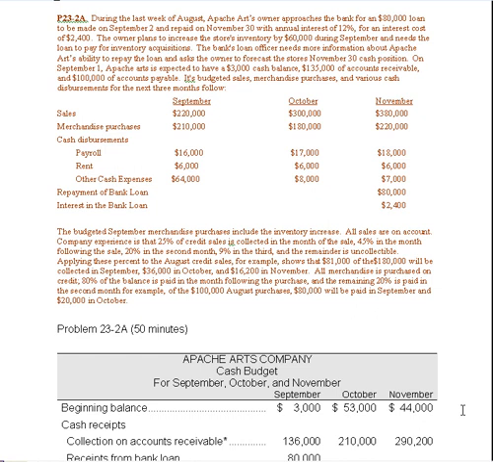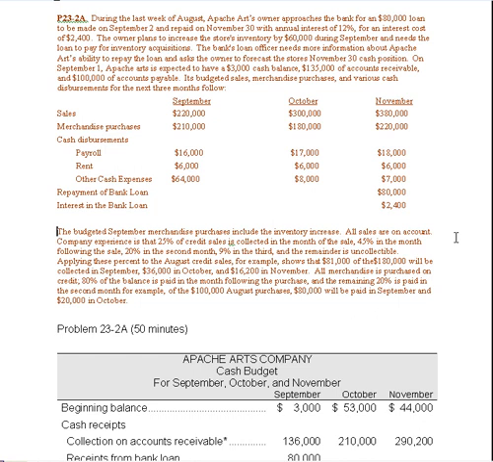On September 1st, Apache Arts is expected to have a $3,000 cash balance, $135,000 of accounts receivable, and $100,000 of accounts payable. I see a typo error there. Let me correct that. Its budgeted sales, merchandise purchases, and various cash disbursements for the next 3 months follow in the table below. Now I'm going to start reading here. The budgeted September merchandise purchases includes the inventory increase. All sales are on account.